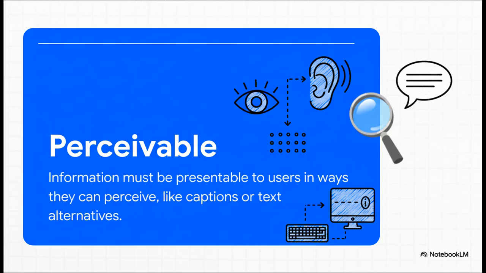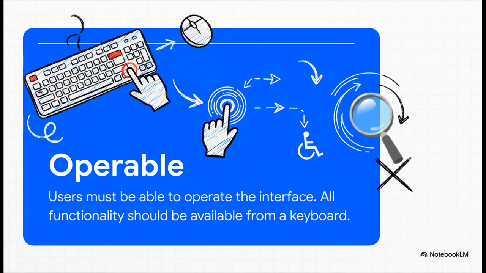So first up is P for perceivable. It basically means that people have to be able to see or hear or somehow perceive the information you're putting out there. It can't be invisible to their senses. The classic example? Putting text descriptions on images so a screen reader can describe it, or adding captions to a video. Simple.